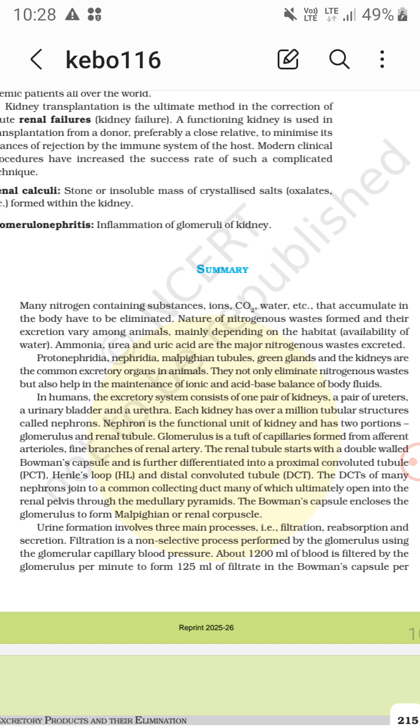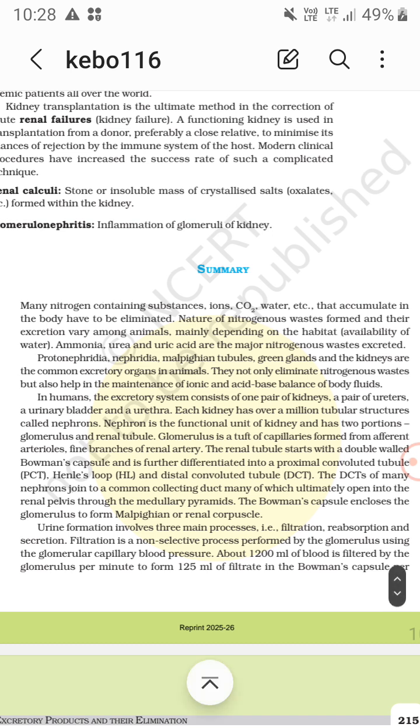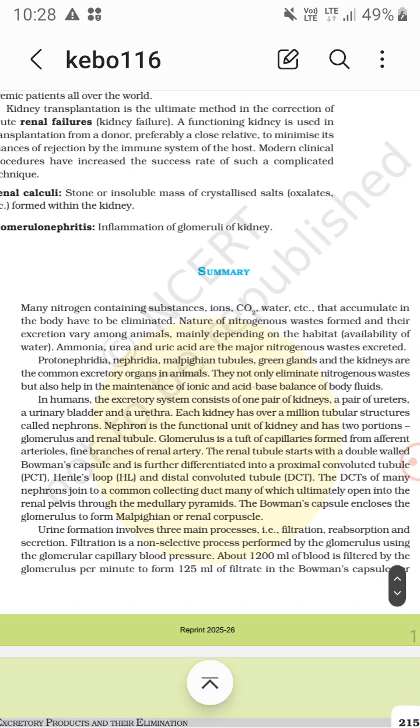Now each kidney has over a million tubular structures called nephrons. There are two kidneys, and each has over a million tubular structures called nephrons. Now the nephron is the functional unit of the kidney and has two portions, that is the glomerulus and the renal tubule.